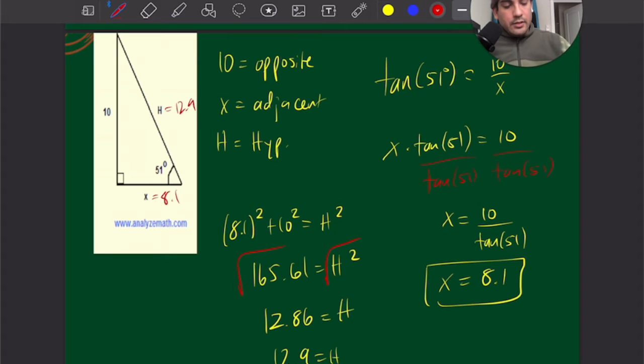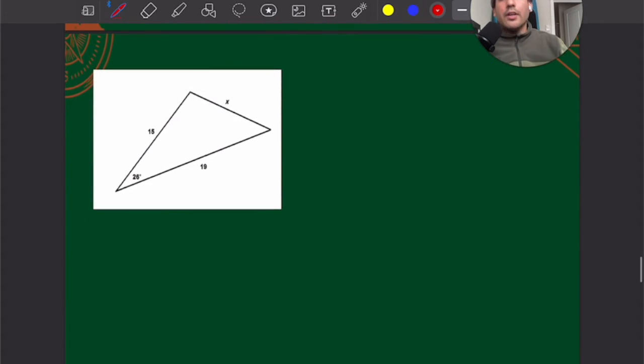All right, let's go to the next one. This one's fun. So remember I mentioned we're doing Pythagorean theorem, we were doing SOH CAH TOA, but then what happens when you have a triangle that looks like this? It's not a right triangle, so we have to use law of sines or we have to use law of cosines.